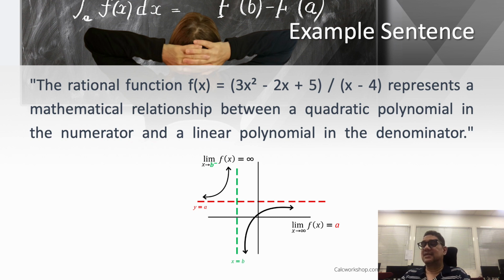The example sentence: the rational function f(x) = (3x^2 - 2x + 5) divided by (x - 4) represents the mathematical relationship between a quadratic polynomial in the numerator and a linear polynomial in the denominator. We can observe in the graph the limit, which is an important concept in calculus. We can observe the first limit, f(x) equal to infinity, and the other limit, f(x) equal to a.